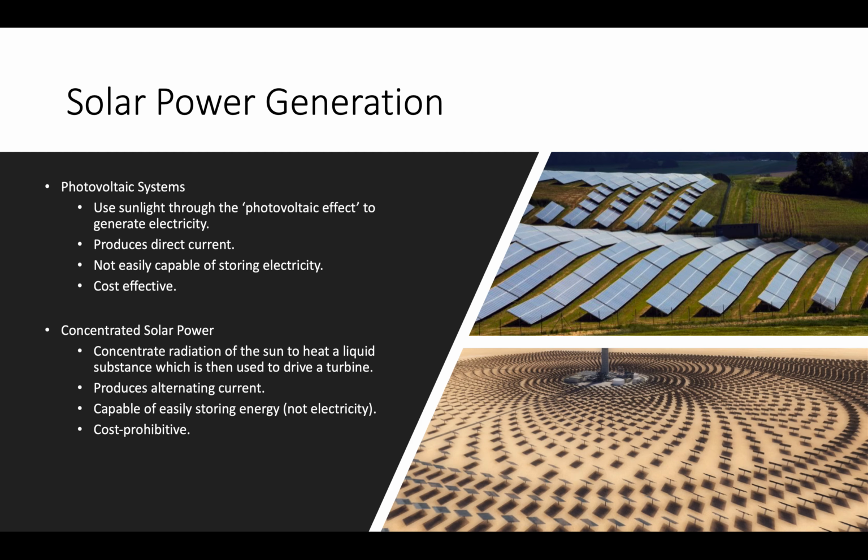Photovoltaic cells, also known as PV, these are solar panels. They differ from solar thermal systems in that they actually don't use the sun's heat at all. They are not using heat to generate power. Instead, they use sunlight through the photovoltaic effect to generate direct electrical current. So they generate DC. The DC will eventually be converted to alternating current with the use of inverters and transformers in order to have it distributed on the power network.